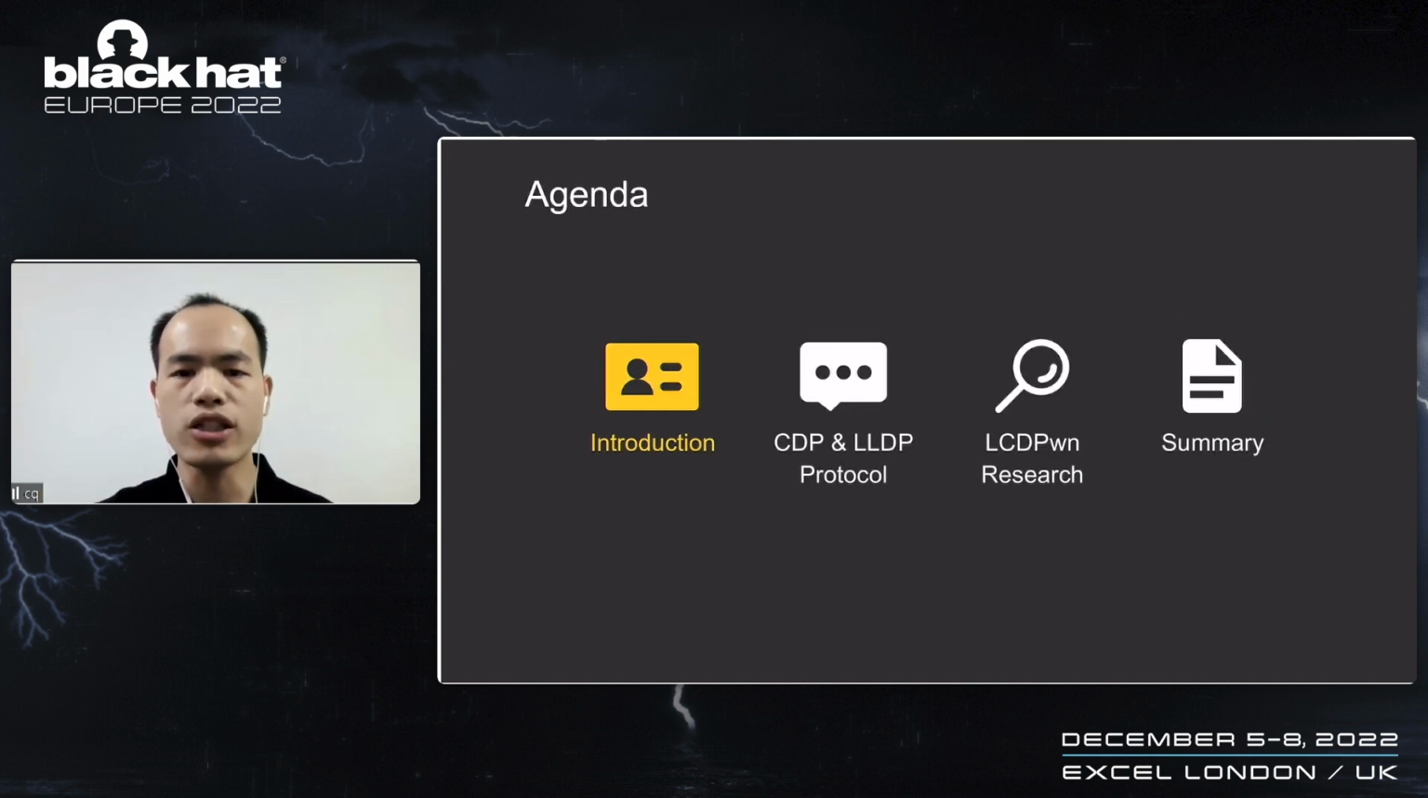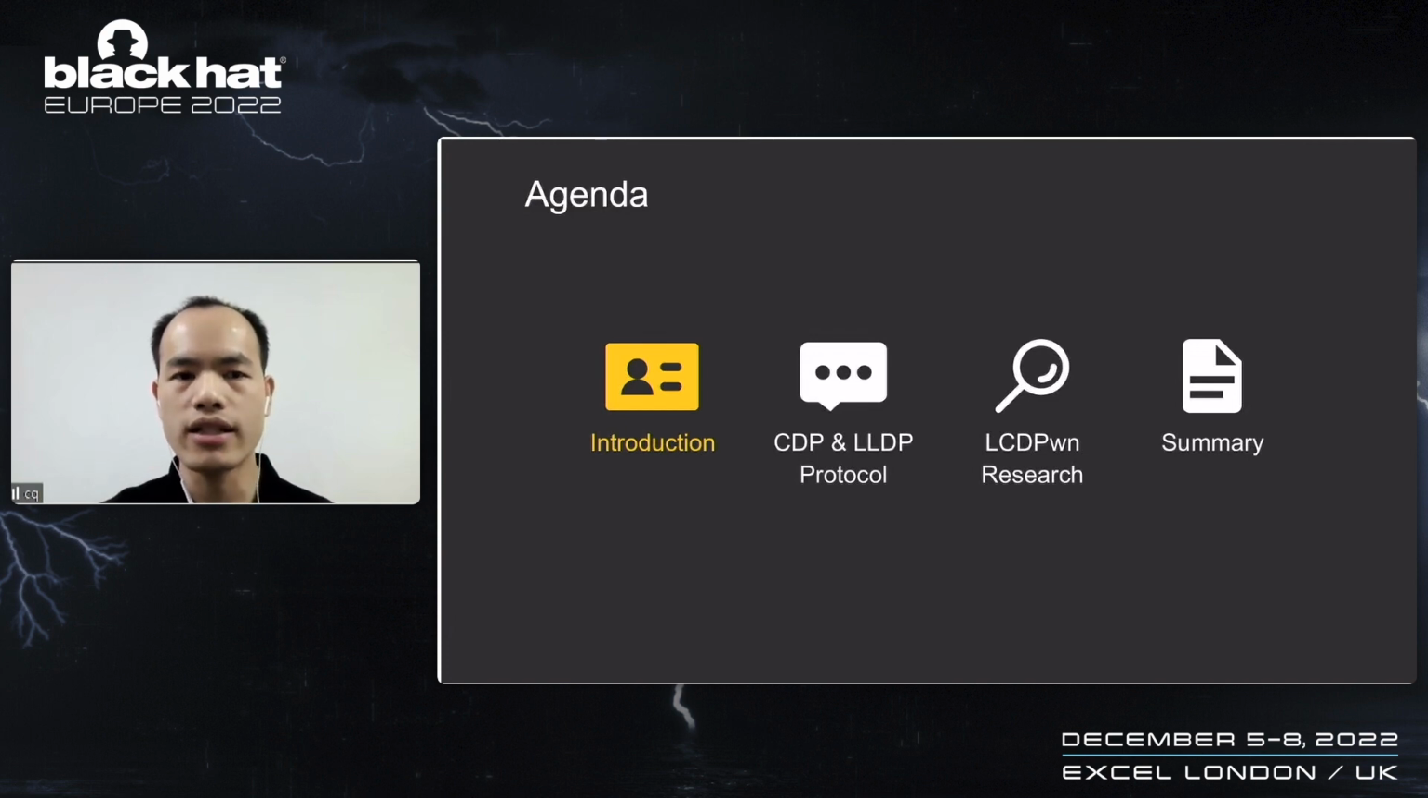Here we go now. This talk is broken down into 4 parts. In part 1, I'll start off by introducing what LCDPwn is and the motivation behind it. In part 2, I'll spend some time describing the CDP and LLDP protocols, as well as the differences. In part 3, I'll depict our LCDPwn research and present our study into several common CDP and LLDP components. Part 4 is a summary of this talk.